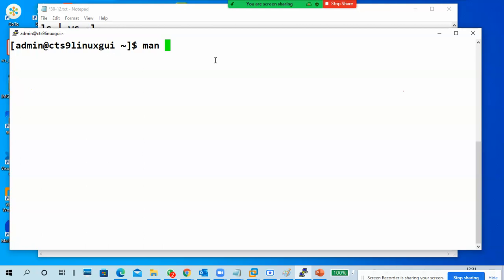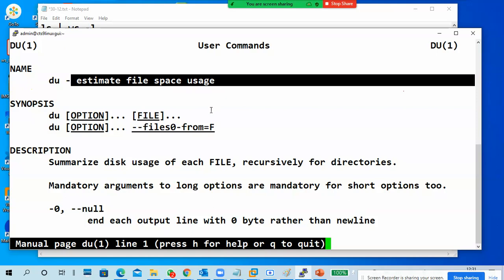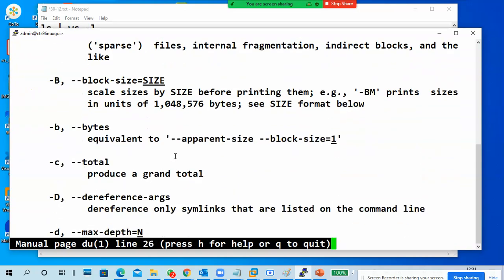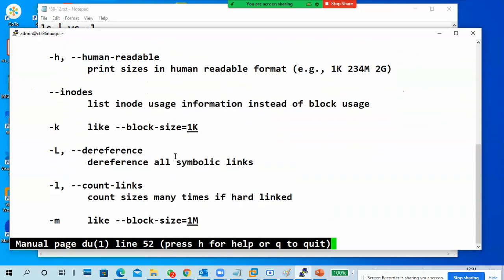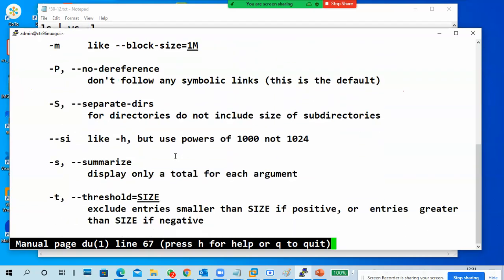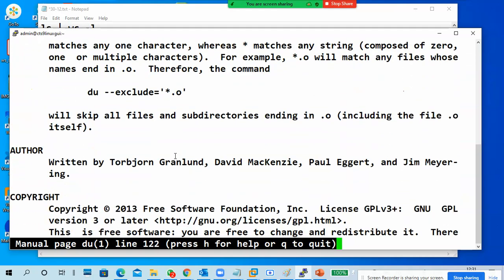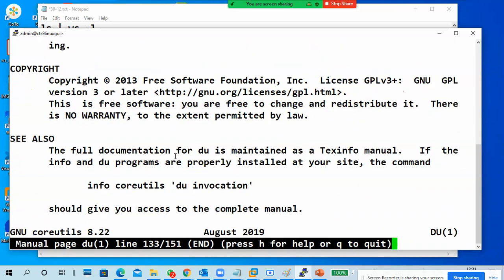For example, last time I told one command, right? The du command. Same, man du. See, what is du? Estimate file space usage. And there are options. You can go down: hyphen a, hyphen capital B, hyphen small b, hyphen c, d, h, k, like this. These are all options. If you go further down, you can also see the relevant information, like who developed it, and the other options. See also, you can see like that.